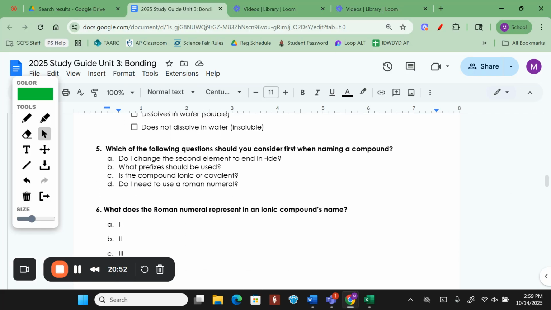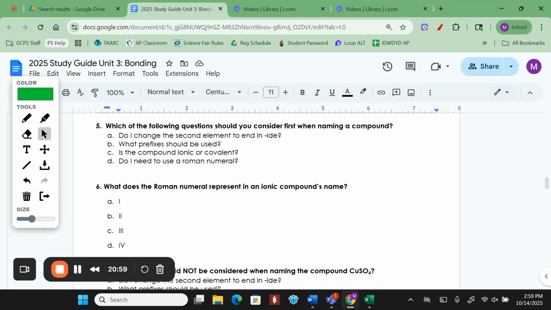Questions 5 through 8 are going to challenge you on how to name things and how to write chemical formulas. Question 5, which of the following questions should you consider first when naming a compound? The key part of this is which you should consider first.